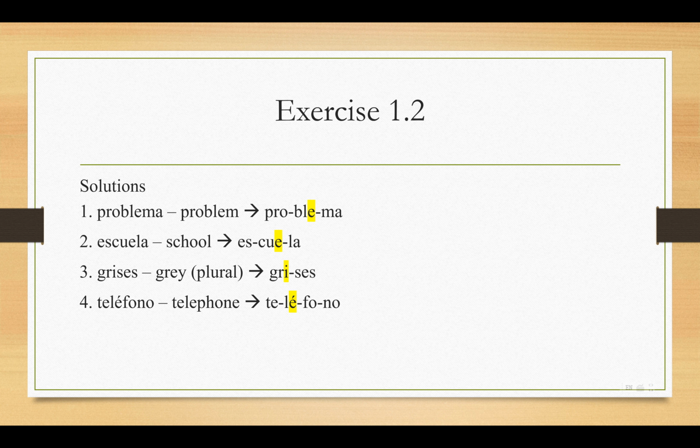Number 4. This word has 4 syllables. Teléfono. Teléfono. Notice that in the second syllable, there's an accent mark on the letter E. So we highlight the E with the accent mark to show that the stress is here.